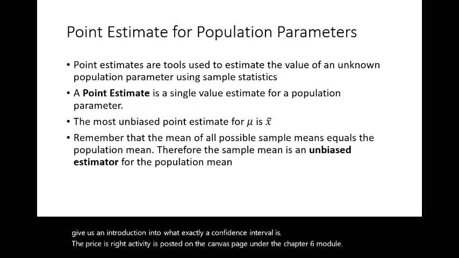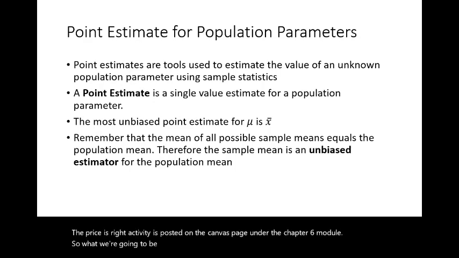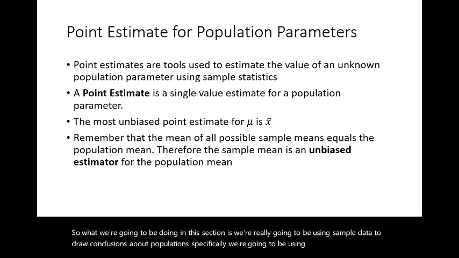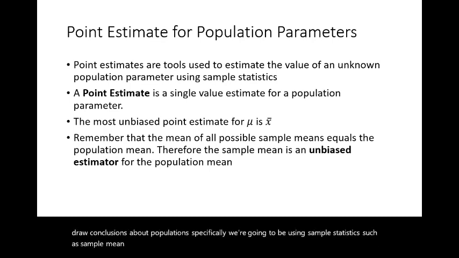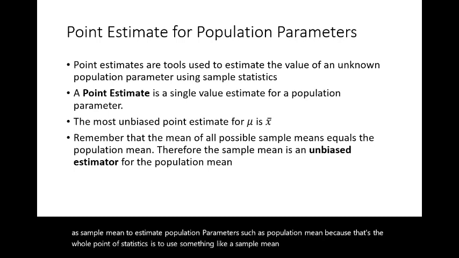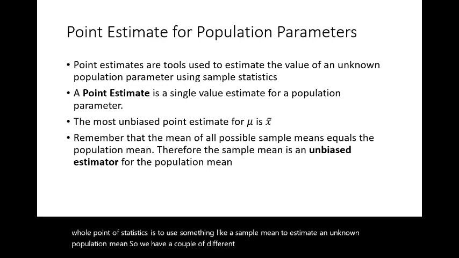So what we're going to be doing in this section is we are really going to be using sample data to draw conclusions about populations. Specifically, we are going to be using sample statistics such as sample mean to estimate population parameters such as population mean, because that's the whole point of statistics, is to use something like a sample mean to estimate an unknown population mean.